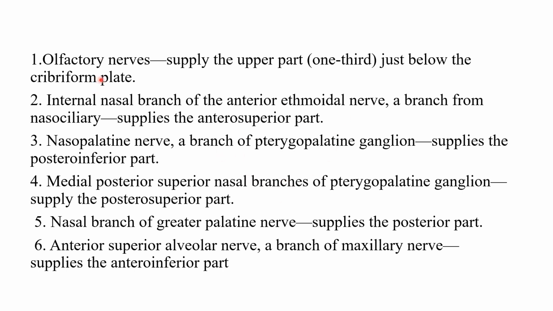So the olfactory nerves supply the upper part just below the cribriform plate, as we saw in the diagram. Then we have internal nasal branch of anterior ethmoidal nerve, which is a branch of nasociliary, and it supplies the anterior superior part. We have nasopalatine nerve, branch from pterygopalatine ganglion, supplying the posterior inferior part. We have medial posterior superior nasal branch of pterygopalatine ganglion, supplying the posterior superior part. We have nasal branch of greater palatine nerve, supplying the posterior part. Anterior superior alveolar nerve, a branch of maxillary nerve, supplying the anterior inferior part.